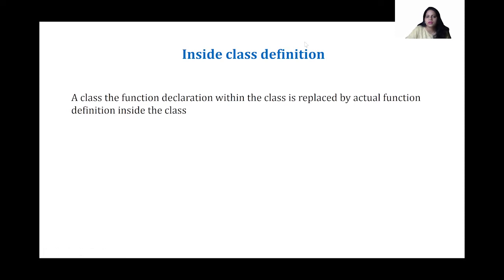Okay. So what is the inside class definition? Inside the class definition is nothing but, in a class, the function declaration within the class is replaced by an actual function definition inside the class. For example, suppose I have a class student, and normally how do we declare a function? Suppose I have a function called sum. I will write int sum, if int is the return type of this function, then put a semicolon and go on writing some other statements and close the class, right? So this is just the declaration of the function.